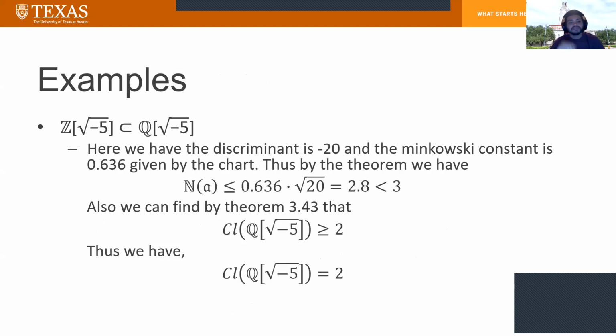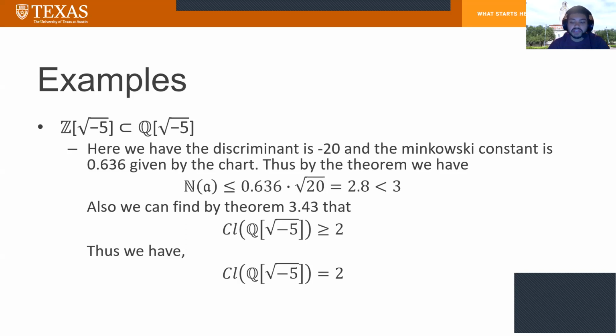Now the following example is Z adjoin square root of negative 5, inside Q adjoin square root of negative 5. Here we have the discriminant is negative 20. The corresponding polynomial to this field is x squared plus 5, and with the formula we have for the discriminant of a quadratic, we get that it's negative 20, and the Minkowski constant is 0.636 given by the chart. Thus, by the theorem, we have the following inequality: 0.636 times square root of 20 is equal to 2.8.